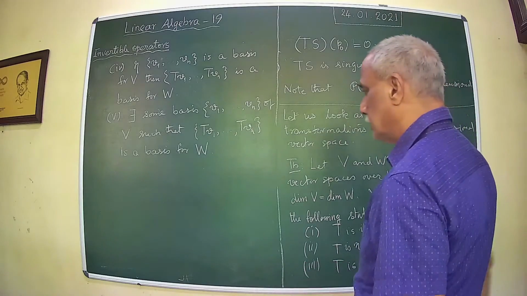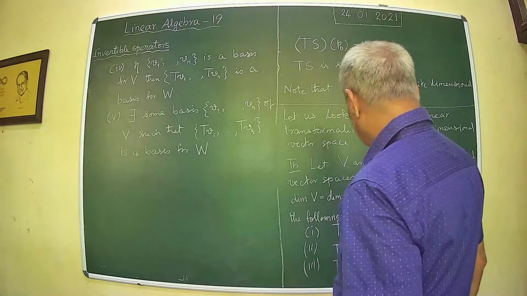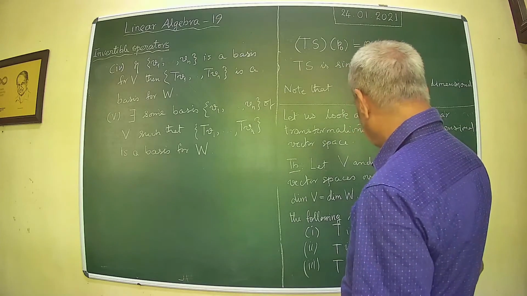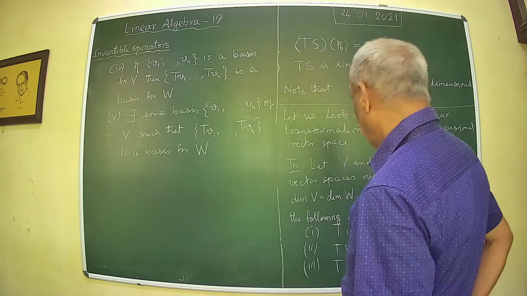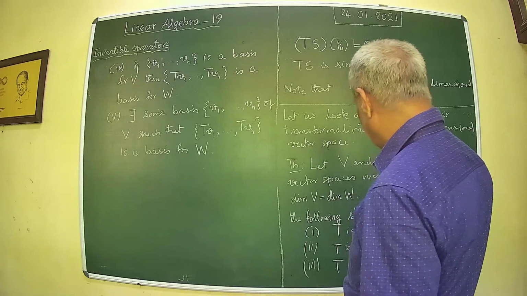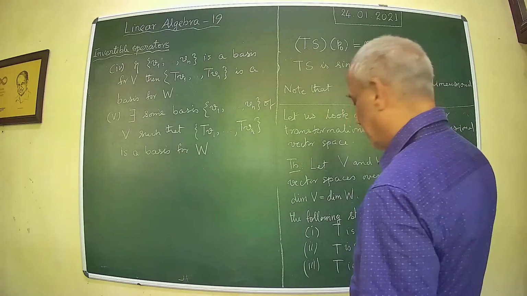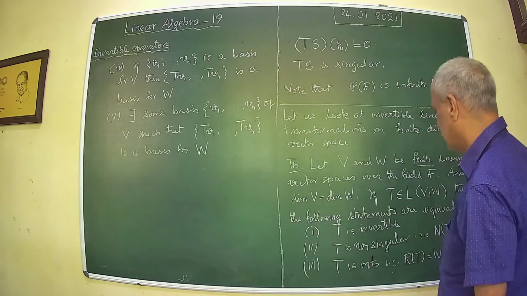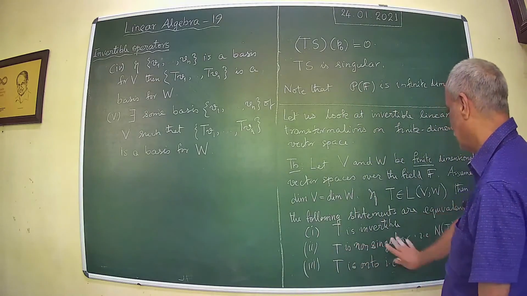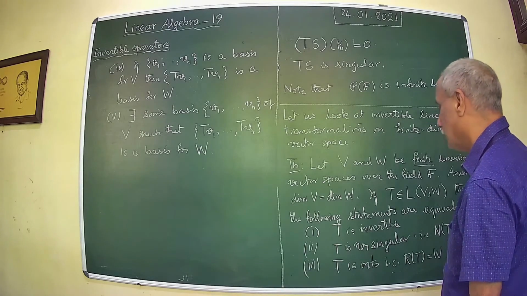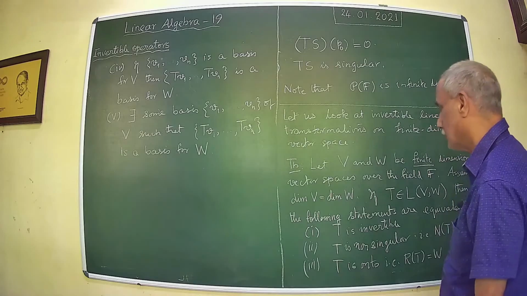Now T is invertible means T is 1 to 1 and onto, and naturally everything follows. That is, T inverse exists as an inverse function and then it is linear. Now T is non-singular. Now we want to show that if T is invertible, then T is non-singular.